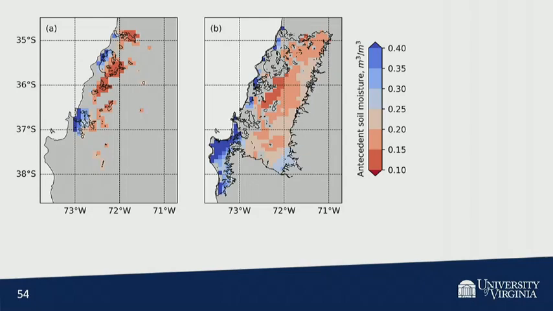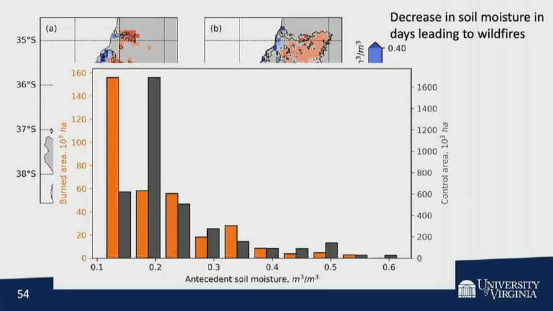So then you can say, okay, we did all this stuff. Where is it important? This is the country of Chile. We had a great publication in this a couple of years ago. This is the antecedent soil moisture, and these are the areas, those polygons are the areas where fires happen. And decrease in moisture leads to fire. This is how it looks like.